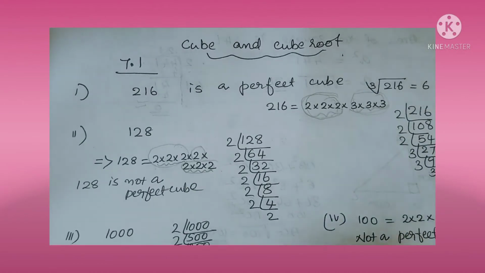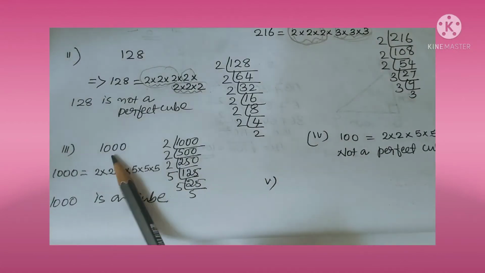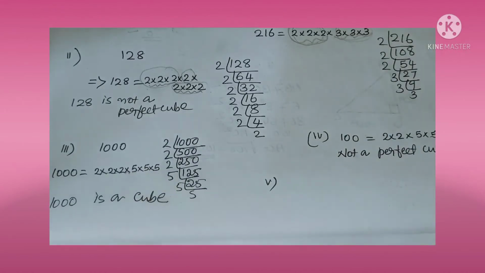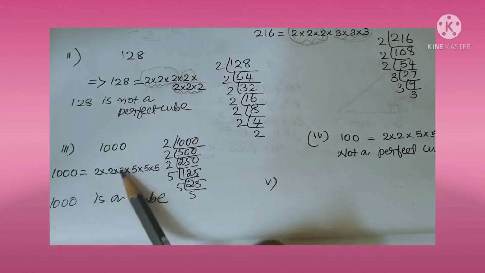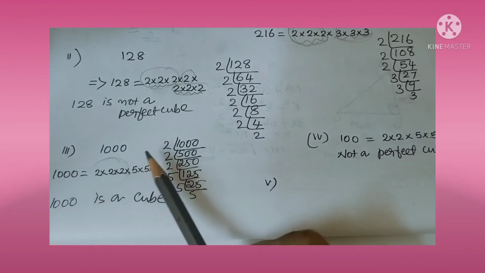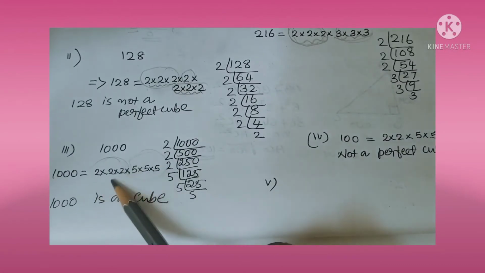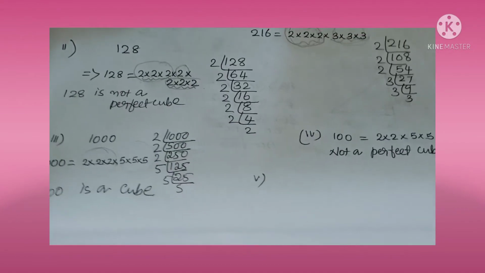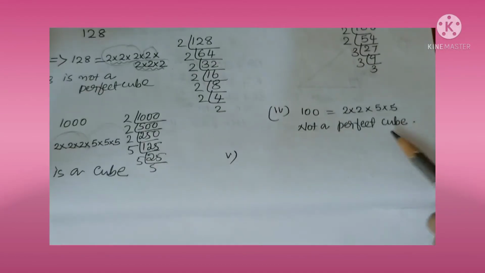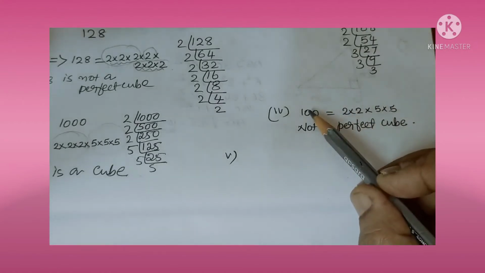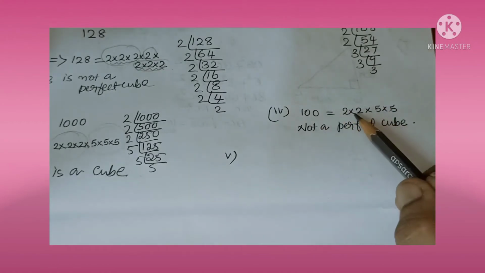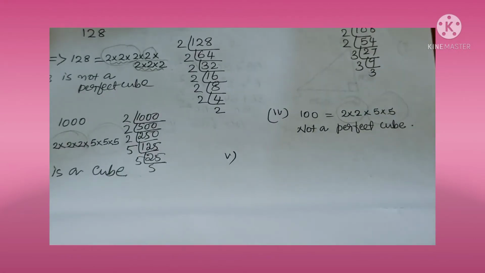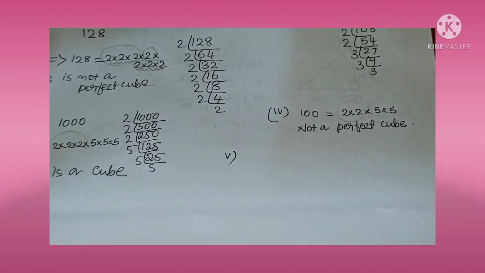Then next, 1000. In 1000, after factorizing, we can see that 2 appears 3 times and 5 also 3 times. That means the factorization of 1000 contains 2 sets of numbers, 2 and 5, and in each set 3 2's and 3 5's are there. Next, 100, whether it is a perfect cube. After factorizing, we can see that 100 is equal to 2 into 2 into 5 into 5. That means 2 appears 2 times and 5 appears 2 times. That means it is not a perfect cube.